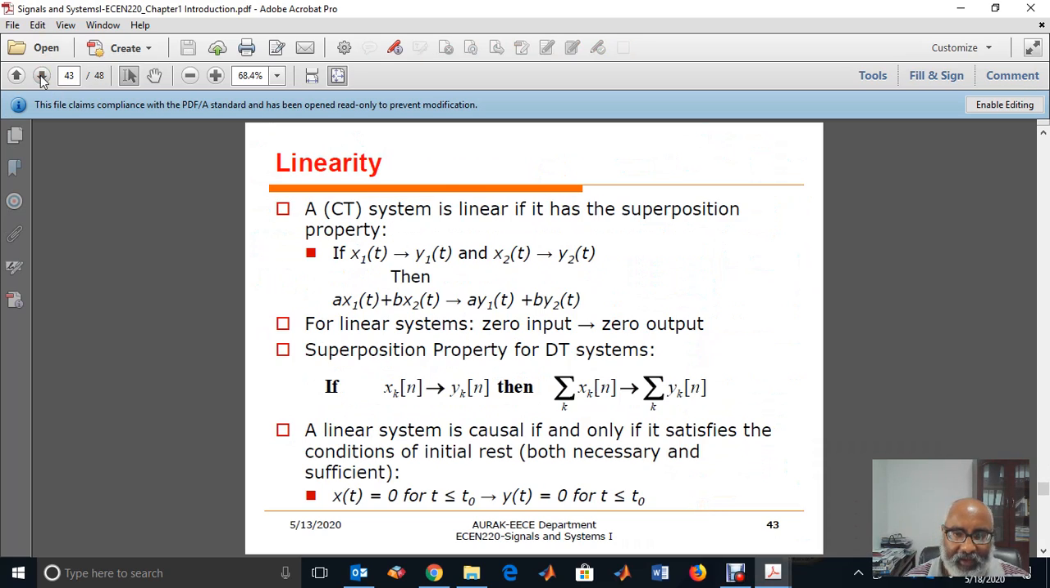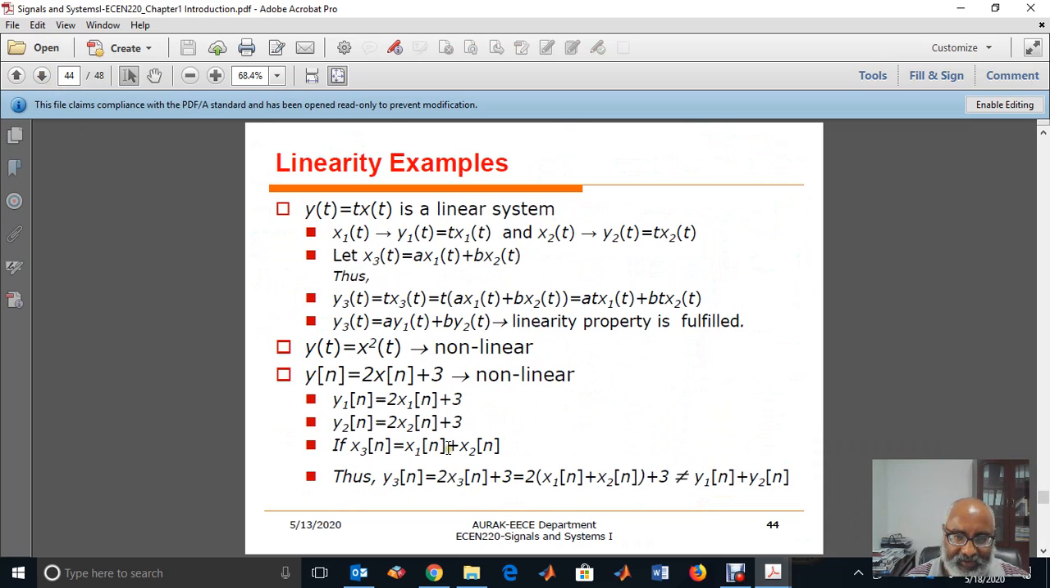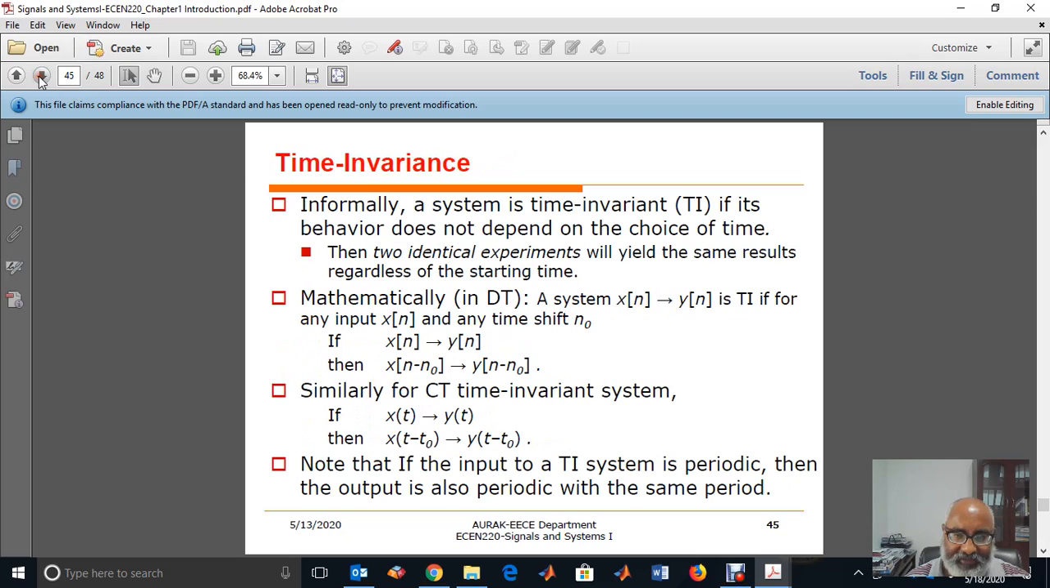Okay. We have some other examples here. You can follow these examples and try to prove by yourself. And let's go to the other property, time invariance.